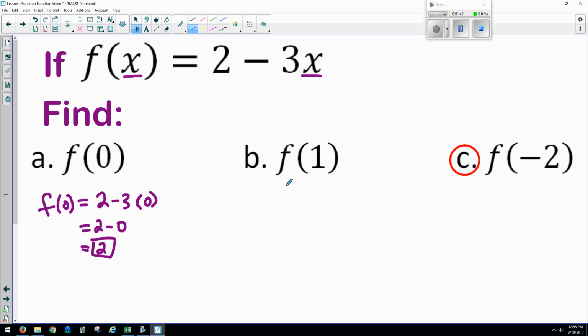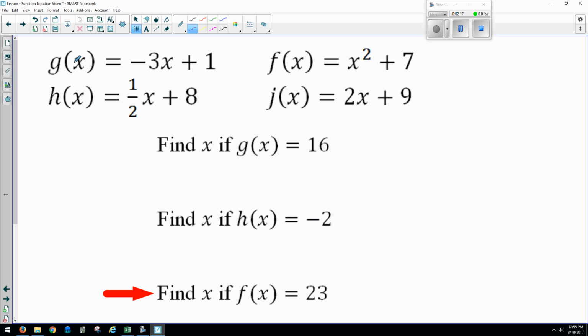So over here we have f of 1. We're going to do the same exact thing. So f of 1 is going to be equal to 2 minus 3 times 1. I'm just substituting in everywhere I see x. So this is 2 minus 3, which is negative 1. Go ahead and try letter C on your own. Again, please pause if you need to.